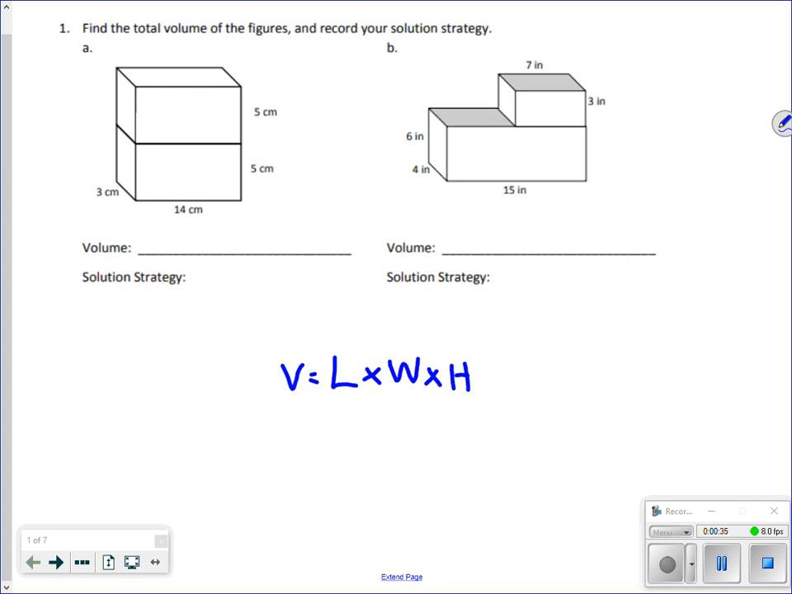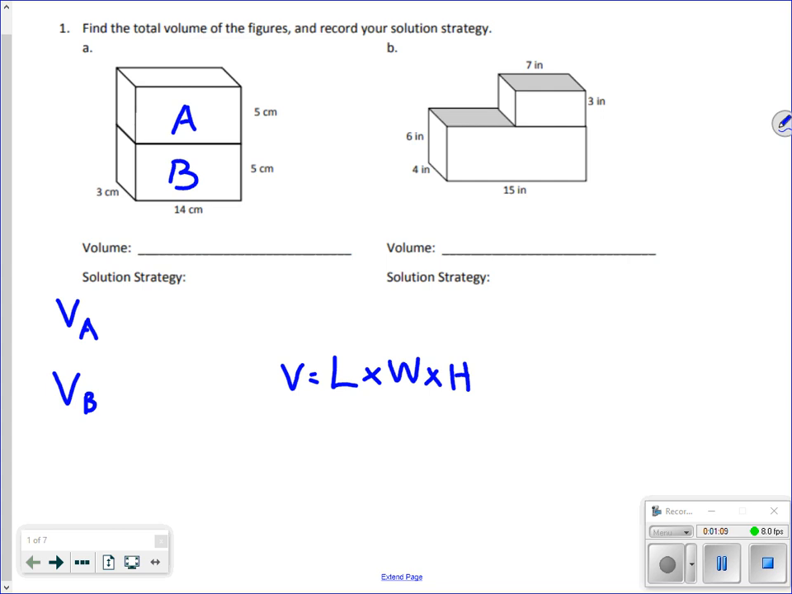So how do you find the total of something? You add the stuff together. You add. So I tend to label my shapes. So if this would be shape A, and this would be shape B, what you have to do is find the volume of A, find the volume of B.